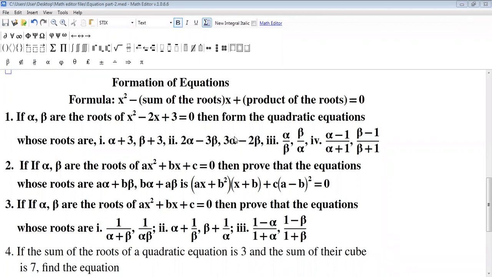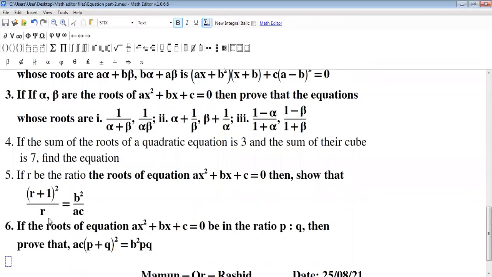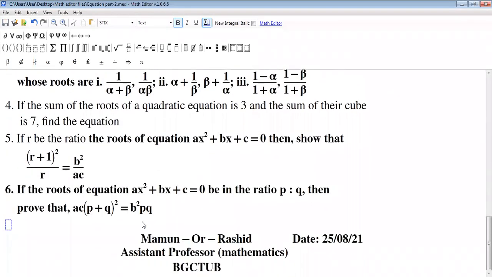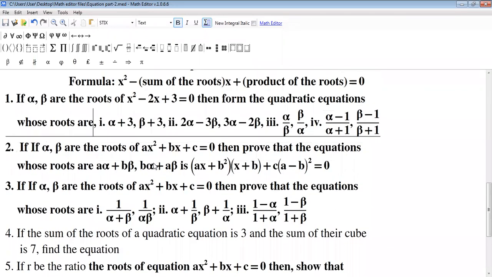Okay, now we'll start formation of a quadratic equation. This is the main key formula for formation of quadratic equations: x square minus sum of the roots into x plus product of the roots equals 0. Then we are to solve problems 1, 2, 3, 4, 5, and 6. Okay, let us start.